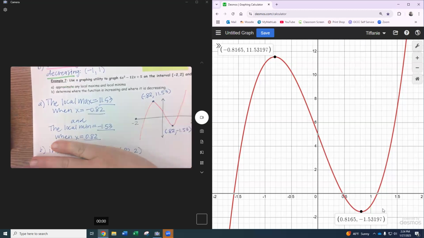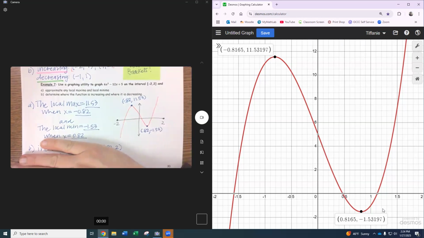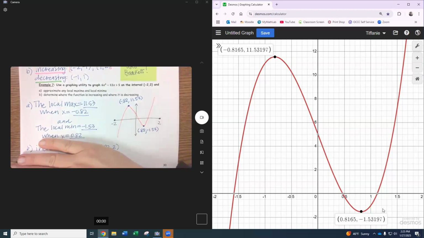We have the local max is 11.53 when X is -0.82. It didn't tell you how to round here, so just round however you want. I went to 2 decimals, but if you did 1 decimal, probably not whole numbers, but if you did 1 decimal or 3 decimals, that's fine. I will be picky on rounding when I specifically say round to 2 decimals and you give me more or less. Okay, but if it doesn't say, just round it. My math lab will always tell you. And then the local min is at -1.53, because that's your Y, when X is 0.82.